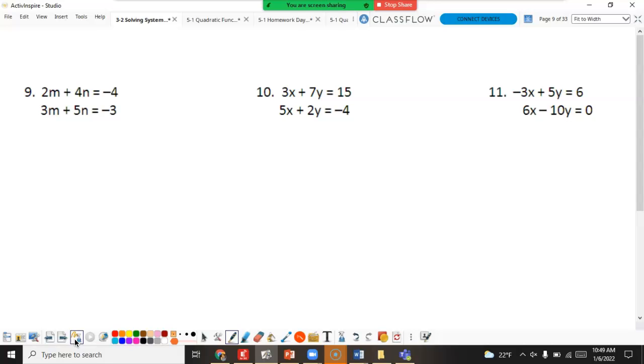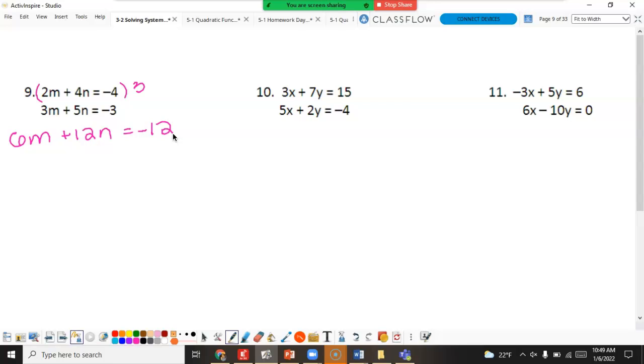So we want to make the m's cancel. Multiply the top one by 3 and the bottom one by 2. Yep. So we're going to multiply the top one by 3, the whole thing. So 2 times 3 is? 3 times 4 is? And then negative 4 times 3.